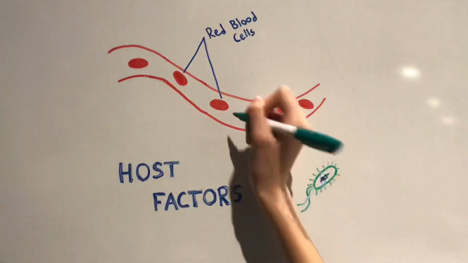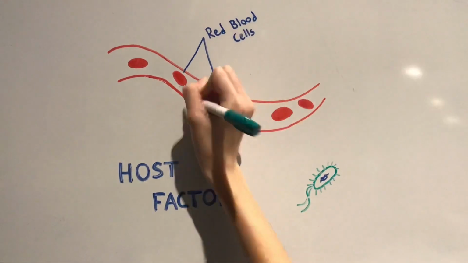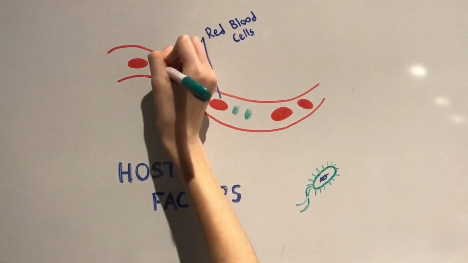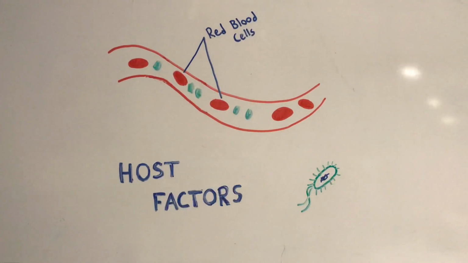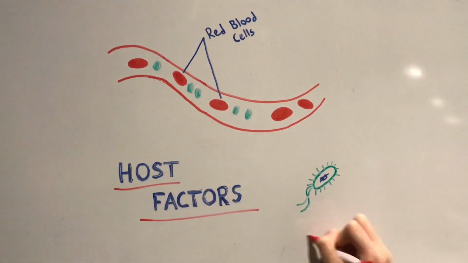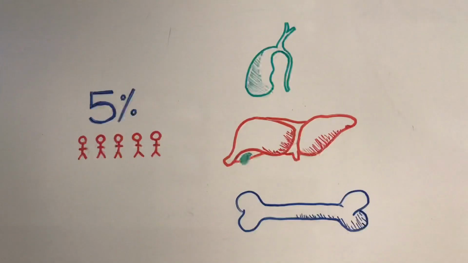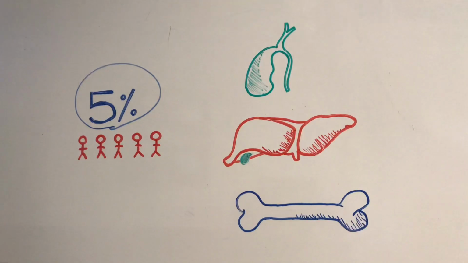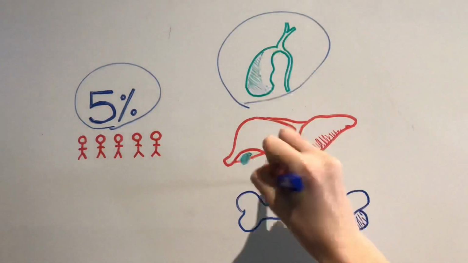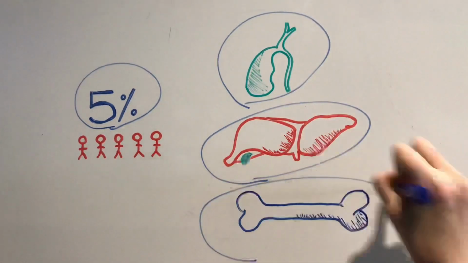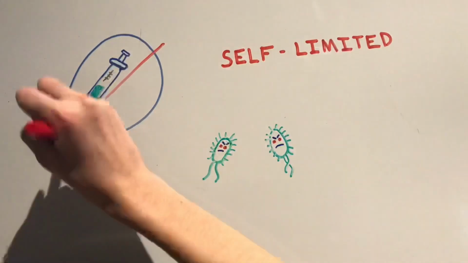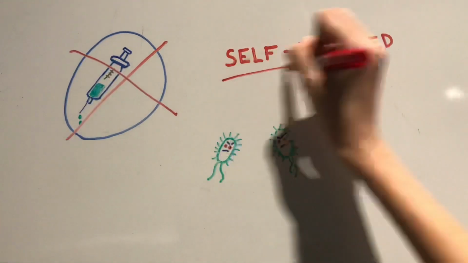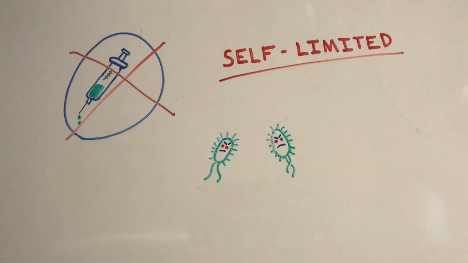cells. There is a small chance for bacterial spread into the bloodstream, which can be much more concerning. The likelihood of this occurring depends on host factors and the severity of the Salmonella strain. This only happens in about 5% of patients, but once in the bloodstream, it can infect any organ, including the gallbladder, liver, or bones.